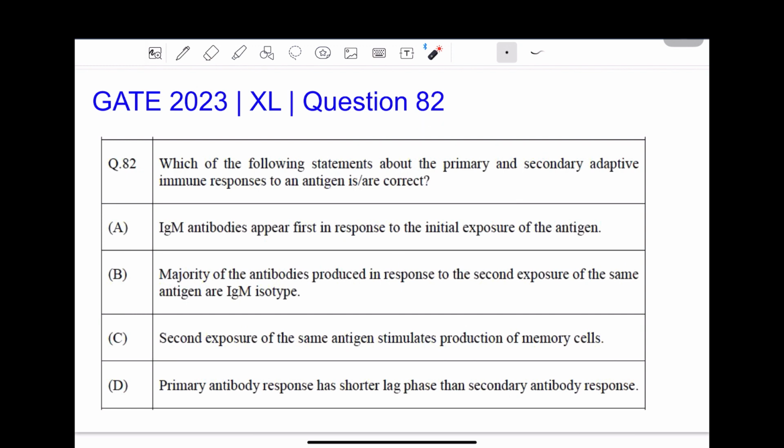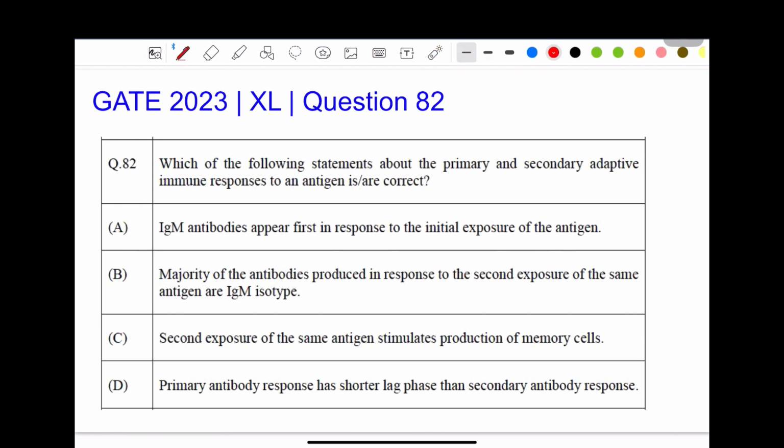The question states, which of the following statements about the primary and secondary adaptive immune responses to an antigen is or are correct? Option A, IgM antibodies appear first in response to the initial exposure of the antigen. Option B, majority of the antibodies produced in response to the second exposure of the same antigen are IgM isotype. Option C, second exposure of the same antigen stimulates production of memory cells. And option D, primary antibody response has shorter lag phase than secondary antibody response.